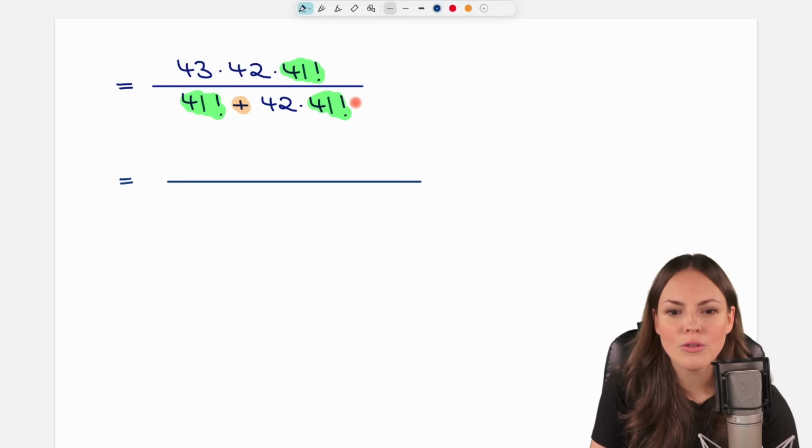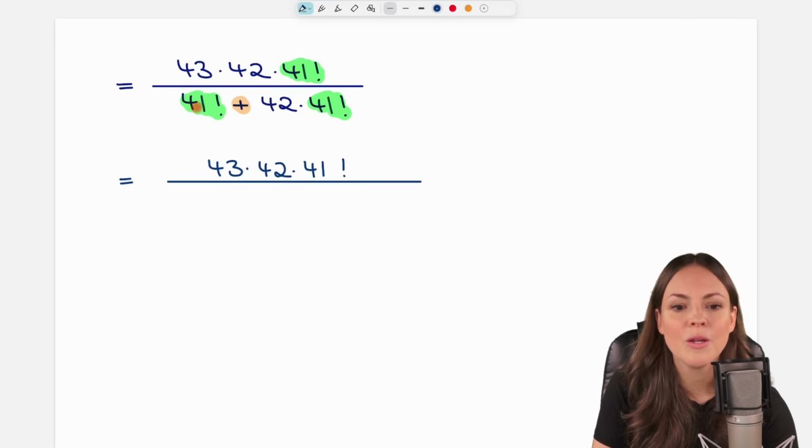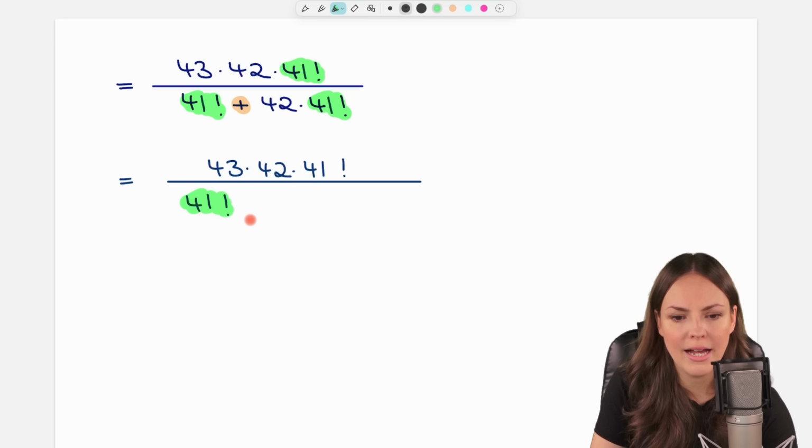Well, we have to make sure that we get a product in the denominator, because in the numerator we have multiplication symbols here everywhere. So the numerator is fine so far. We can just write it down as it is, but we need a product in the denominator. And because the 41 factorial is in here and is also in here, we can factor out the 41 factorial. So let's do this. Let's factor this green part out.